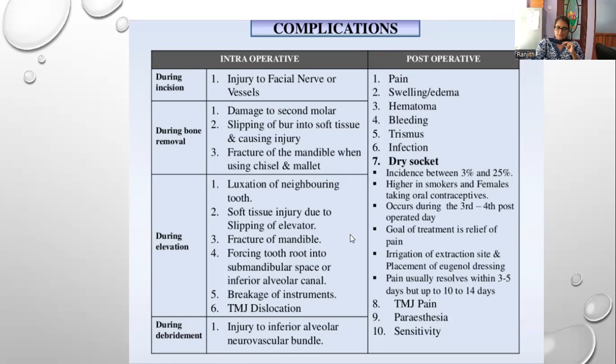During debridement, what can go wrong? Here, there can be injury to the inferior alveolar neurovascular bundle. Post-operatively, there can be pain, swelling, hematoma, of course, bleeding, trismus, infection, dry socket, TMJ pain, paresthesia, and sensitivity. This is what you're looking for post-operatively.